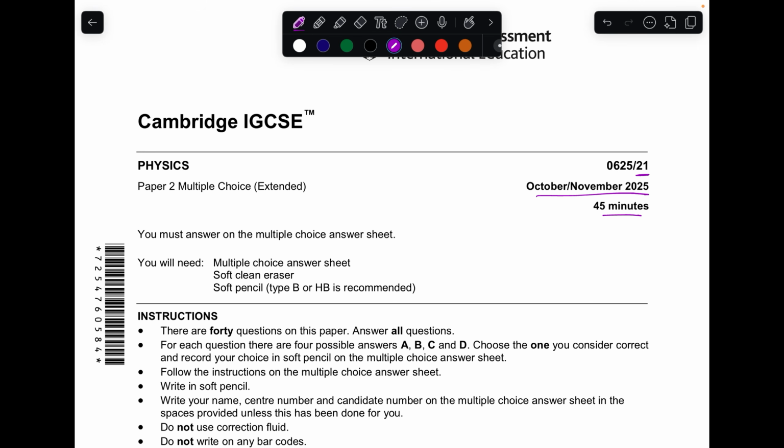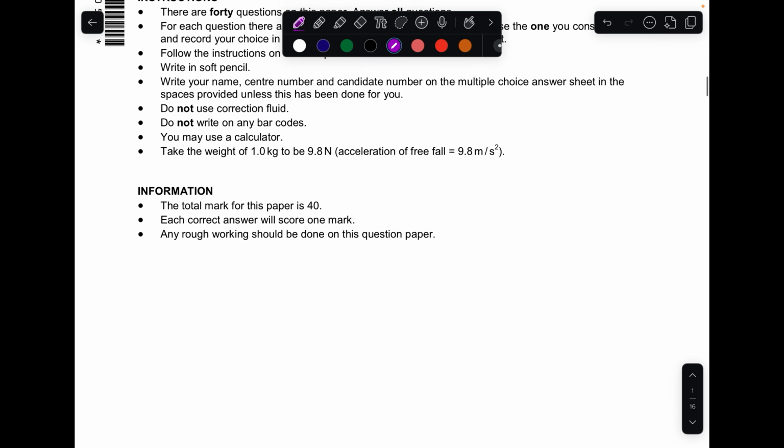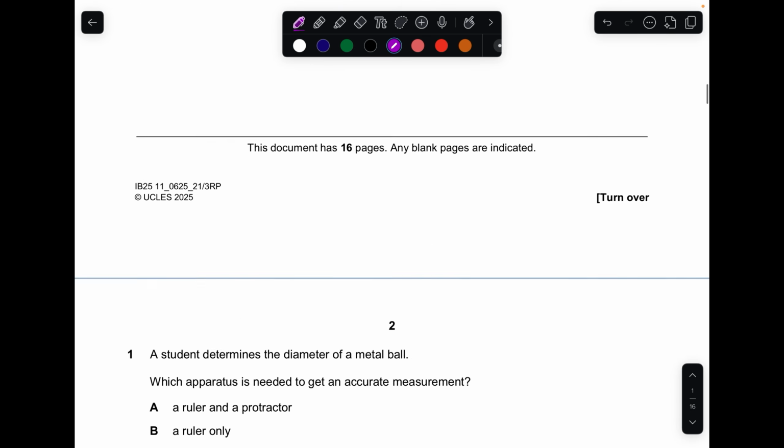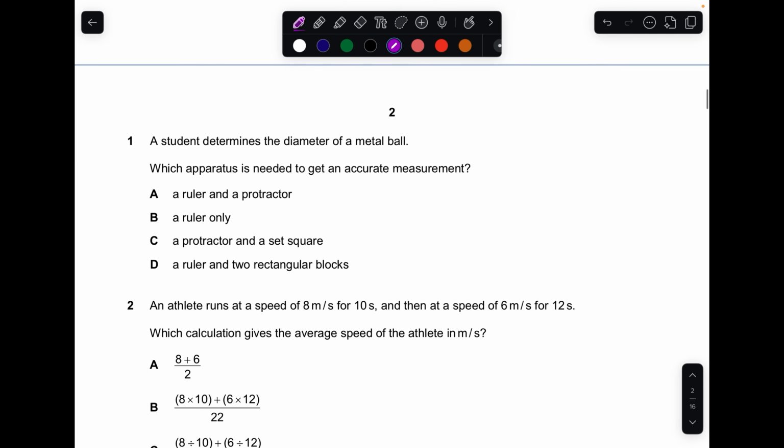Okay, so in this paper I'm going to discuss in detail the solution and why we are choosing some option, why we are not choosing the others. Okay, so let's start with the first question.